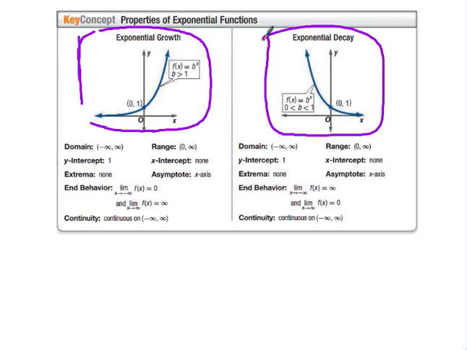A little bit about the growth function. B has to be bigger than 1. So B would have to be like 1.1 and bigger, 1.01 and bigger. For the decay, B has to be between 0 and 1. So decay is basically like the fractions, like that 1/3 we had in the problem before, or that 1/2. And we'll talk more about that tomorrow. We'll actually graph those tomorrow as well.